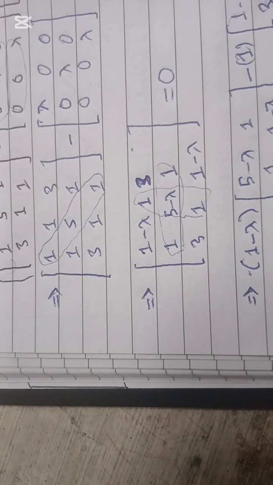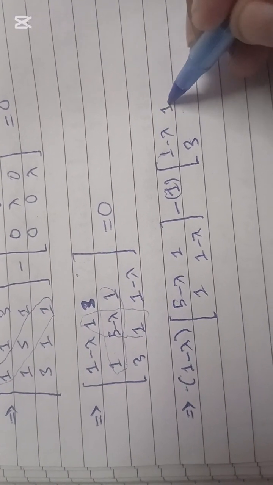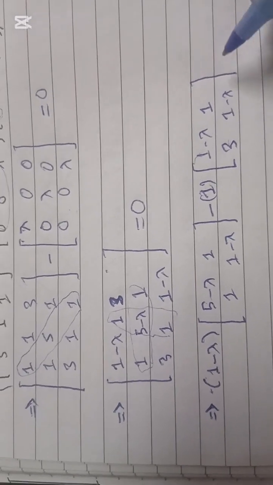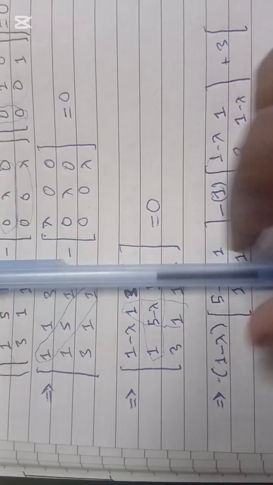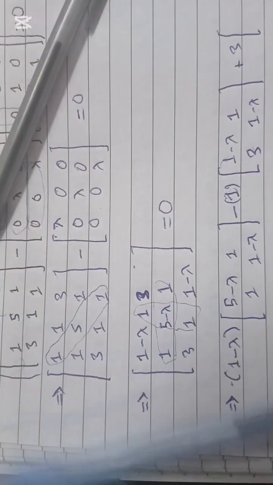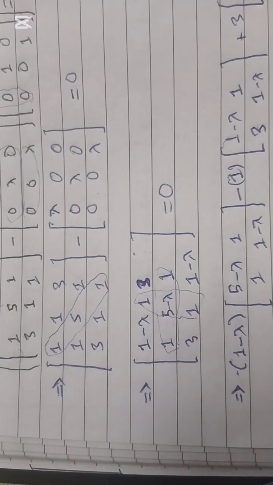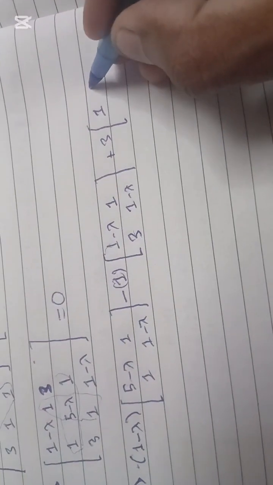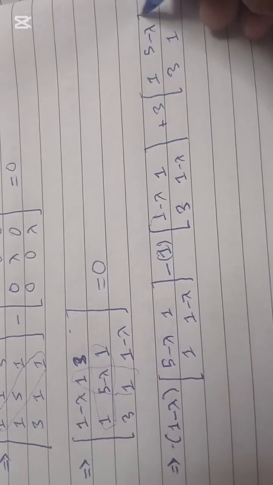3, 1, and 1 minus lambda. Our final one is plus, it's positive, it's 3. We'll put our hands like this to get the final one, this and this. So the leftover elements are 1, this one, this one, this one, and this one. So 5 minus lambda, 3, 1.